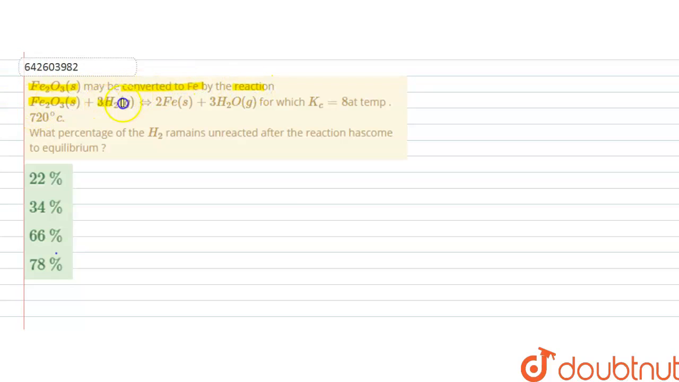Hello students, the question is: Fe2O3 solid may be converted to Fe by the reaction Fe2O3 solid plus hydrogen gaseous forms Fe solid plus water gaseous, for which Kc is equal to 8 at temperature 720 degrees Celsius. What percentage of the hydrogen remains unreacted after the reaction has come to equilibrium?